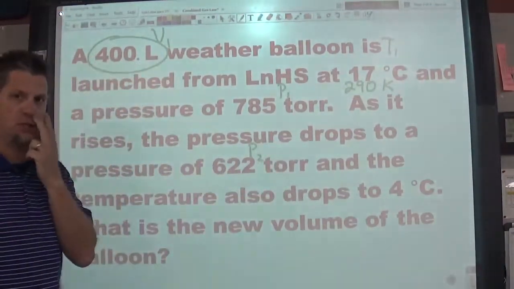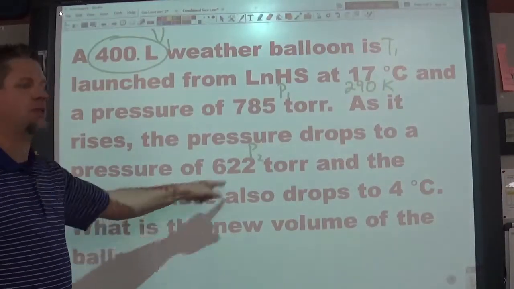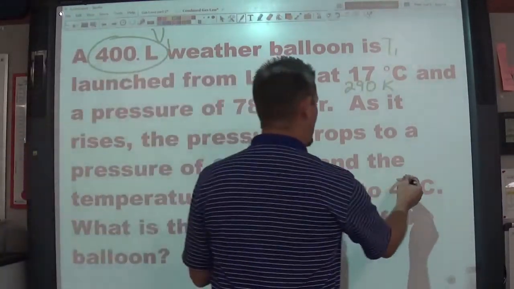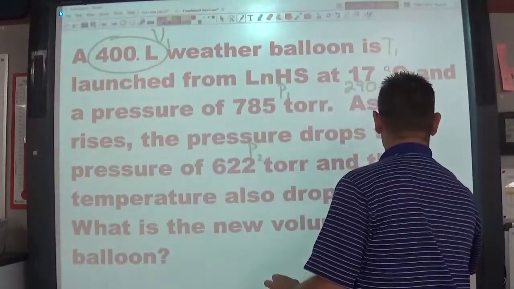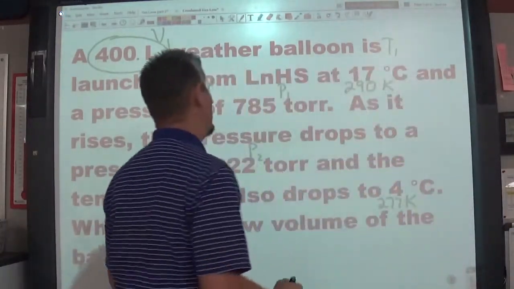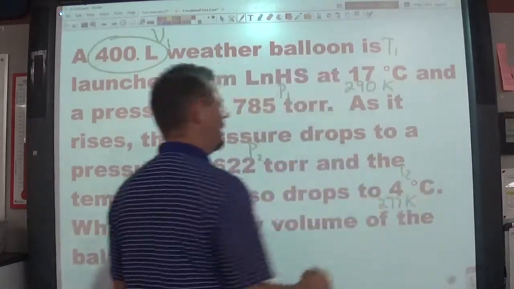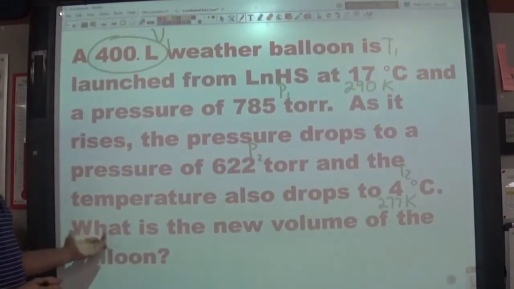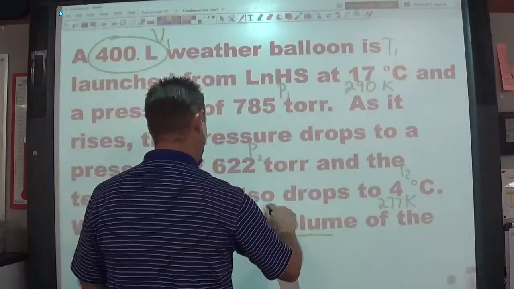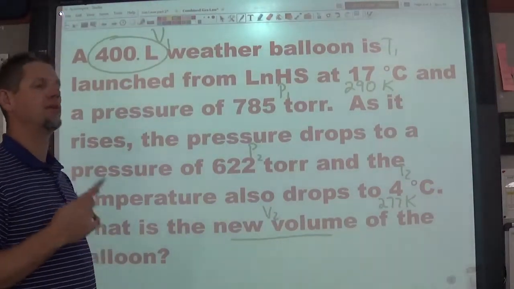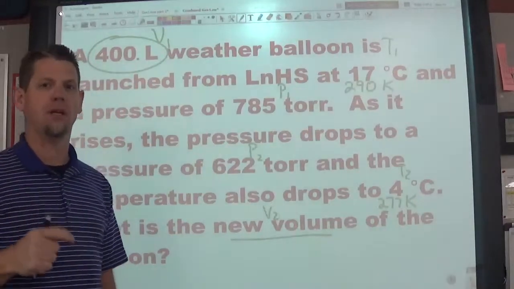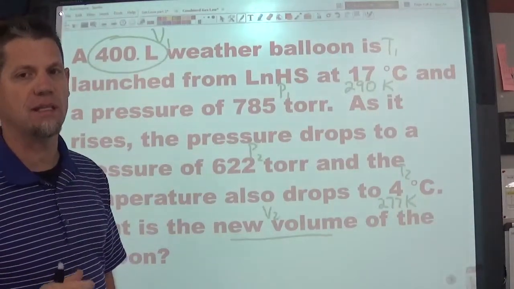P2 is 622 torr. And the temperature also drops. So this is now our new T, but 273 plus 4. We're going to go with 277 Kelvin for T2. And then it says, what is the new volume? That's V2. So again, as we look at these problems, you've got to be able to read the question, pull out the information that is important.